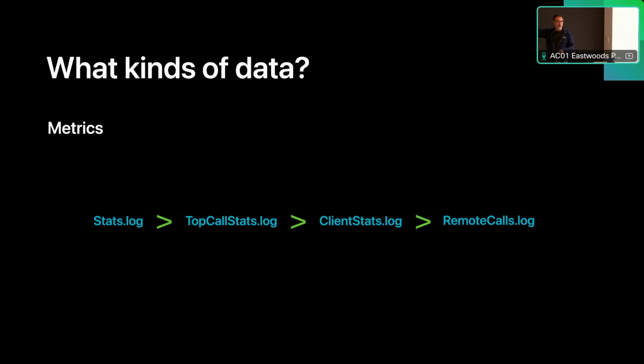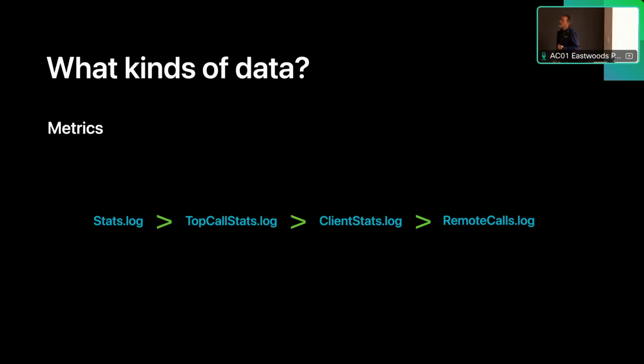Client stats logs uses a lot of the same metrics and tells you who the user was that was doing that thing. It doesn't tell you what operation it was. So it's missing some information from the top call stats log, but it is more granular in that it tells you, it points you right to the user that was generating those numbers.